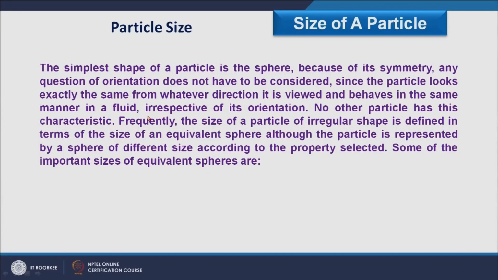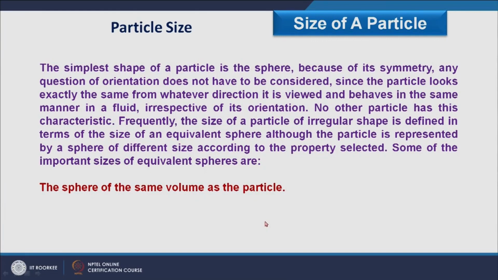The size of a particle of irregular shape is defined in terms of the size of an equivalent sphere, although the particle is represented by a sphere of different size according to the property selected. Now what is the meaning of the property selected? The property means for what purpose I want to measure the particle size.